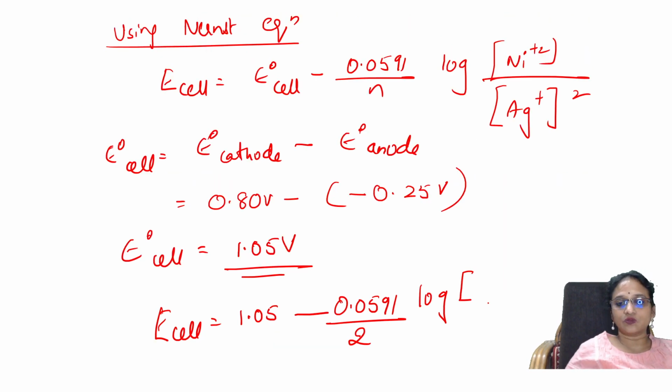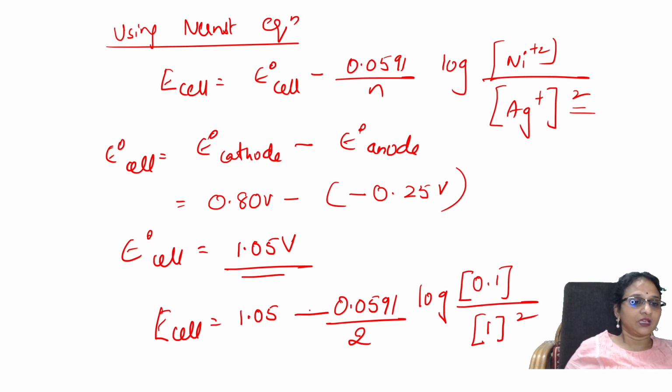So nickel is 0.1, silver is 1. But what is the coefficient? 2. Remember that. This coefficient you should not forget. Now I said once you get this, write it under base 10, meaning 10 raised to the power of minus 1, like that. When you write it, what do you get?